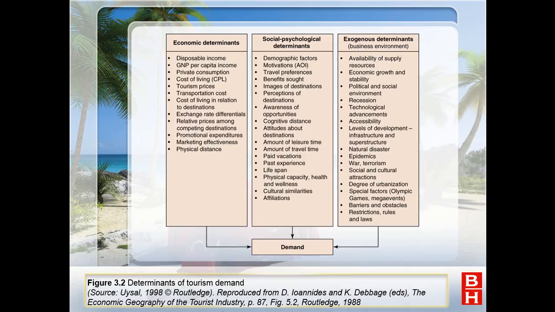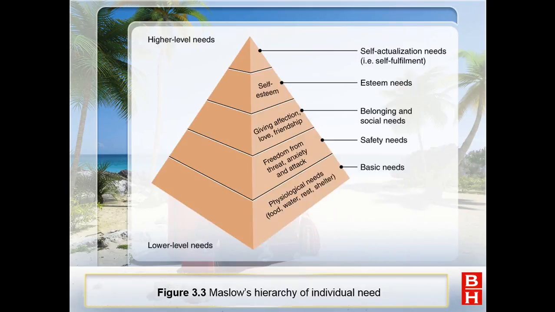And other factors such as political and social environment. Are you going to an area where it's politically stable? War, terrorism, are there threats there? How about the level of internet access? Will you be able to have access to internet as if you were at home?